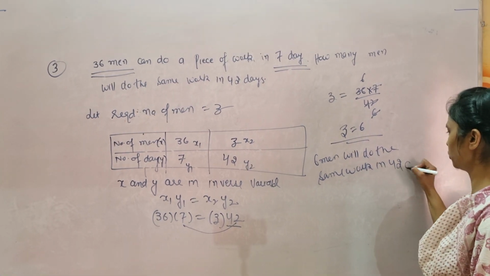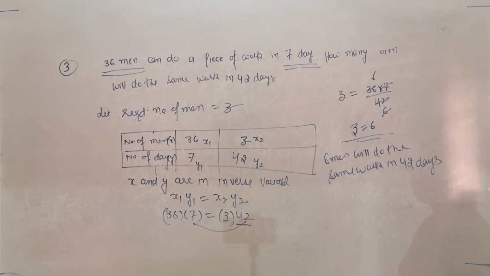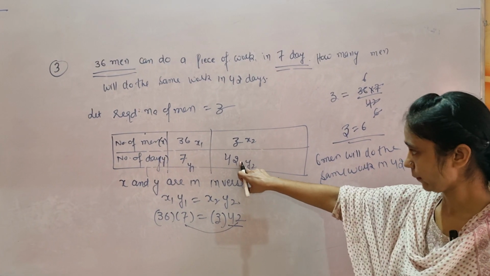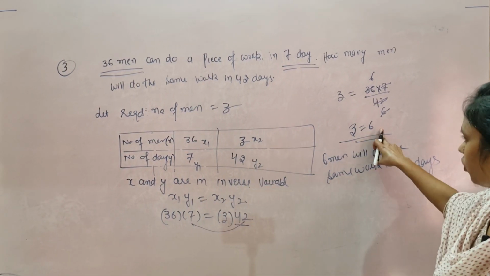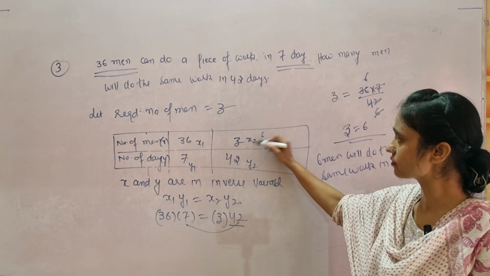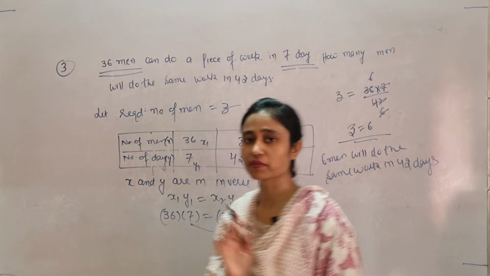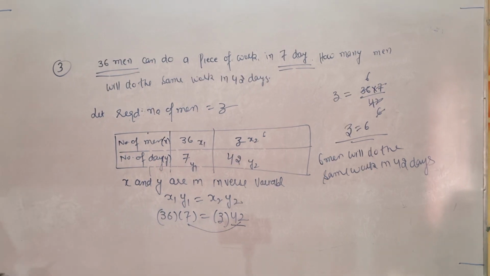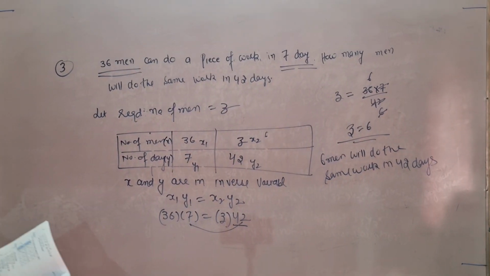If the number of days is increased here, obviously the number of men will decrease. Here it is 6. I hope this sum is clear to you. Now we'll start with the next sum.